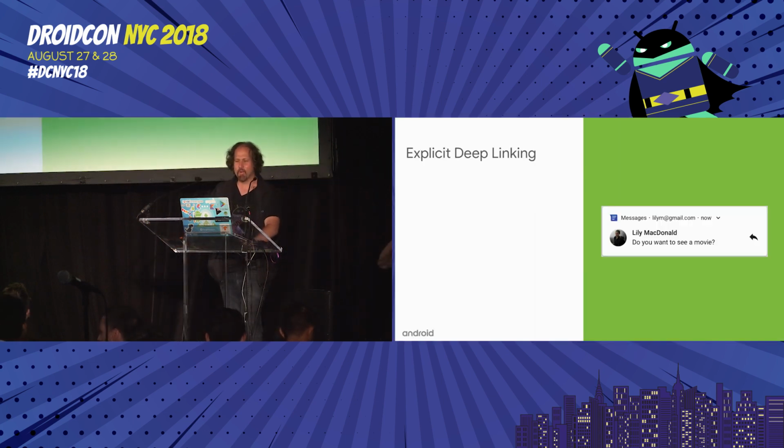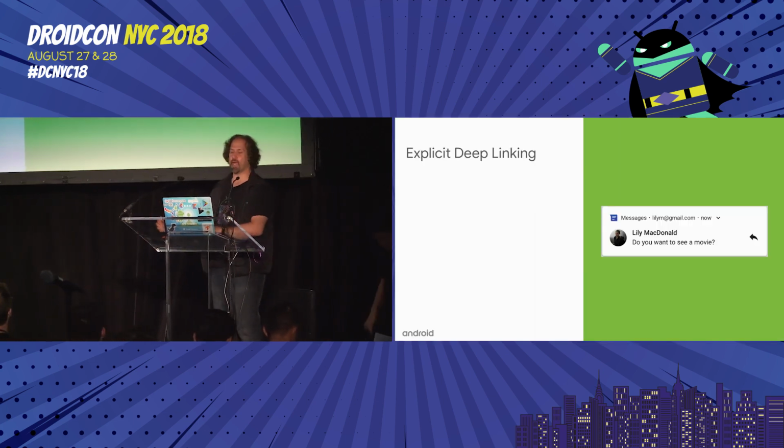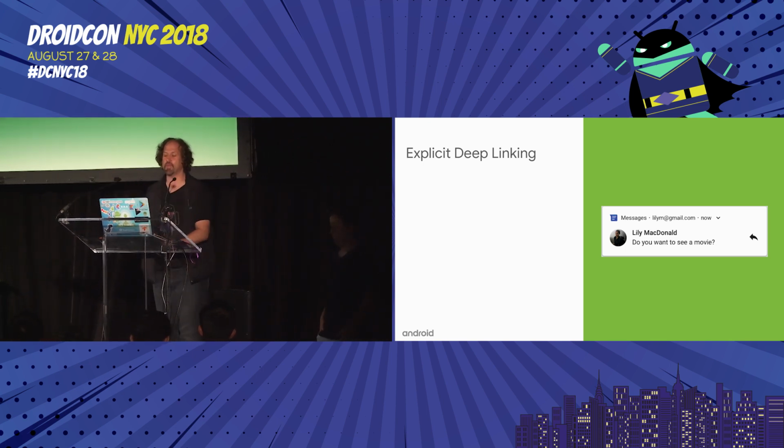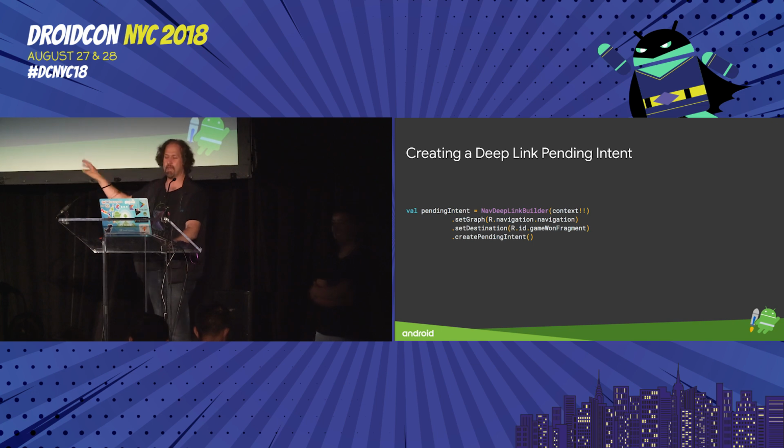Let's do it. All right, one of the challenges that navigation solves is deep linking into an app with a combination of fragment and activity hierarchies. And this is the kind of deep link that you use in the case where you have a pending intent, such as a notification. Now, creating a deep link pending intent involves using the nav deep link builder, the navigation graph, destination, and pending intent.